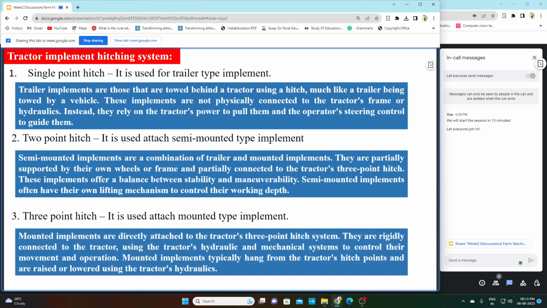And third is the 3-point hitch system, which is used for mounted implements.